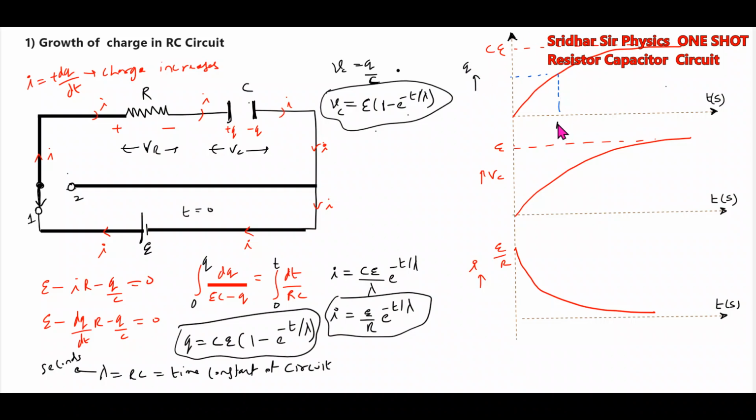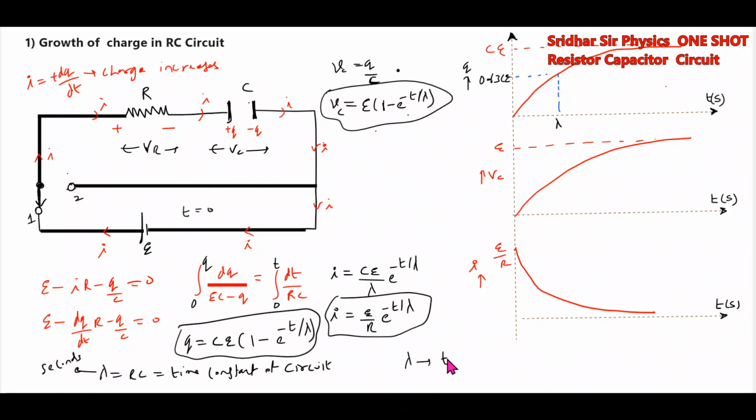So this is the 1 lambda. Time taken for the charge to become 63% of the final value. I don't have place, I'll write like this. How do you define the time constant?